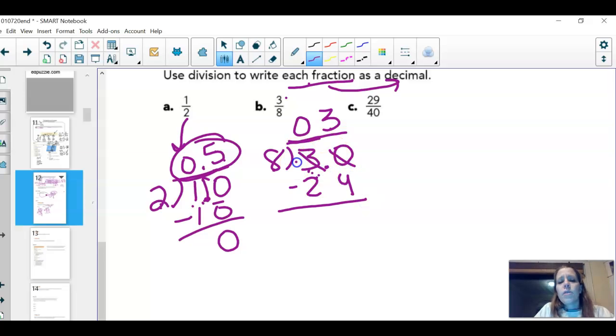I can't do 0, so I change the 0 to 10, because that's going to give me a negative. 10 minus 4 is 6. Uh-oh, I don't have 0, so I need to write another 0. Bring that down.